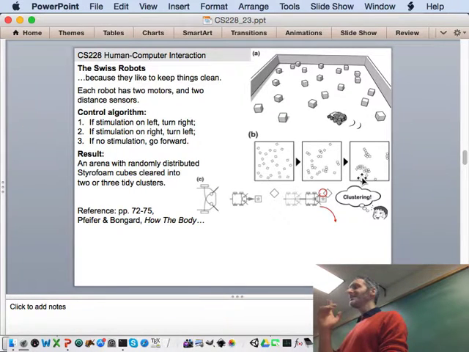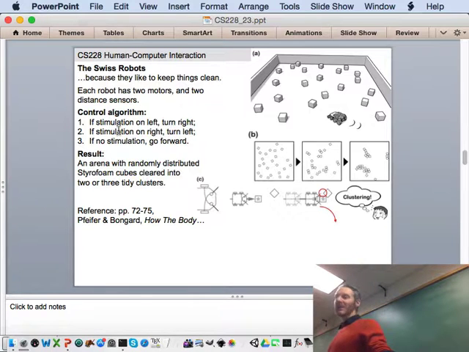Why? There's one detail here that I haven't talked about which makes this possible. What is it? If you remember your Braitenberg vehicles, this control algorithm here would make you think that the Swiss robots never go anywhere near a styrofoam cube. How do they ever get close enough, let alone push a cube? Right? This is the coward. They're afraid of styrofoam cubes. Is it because the sensor is a touch sensor, so like it has to hit it to be able to?